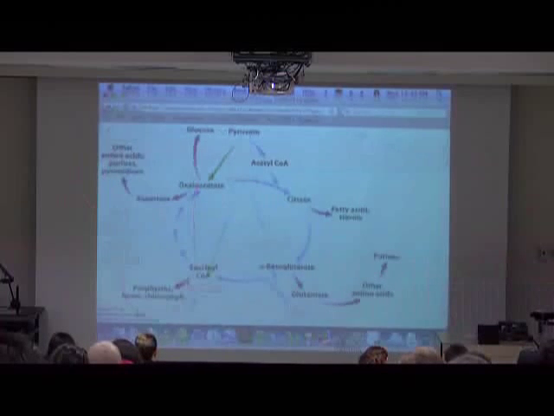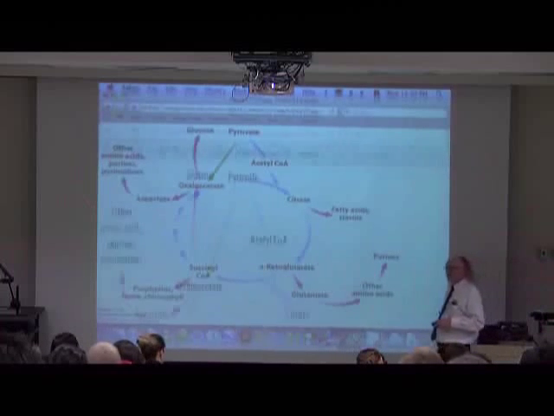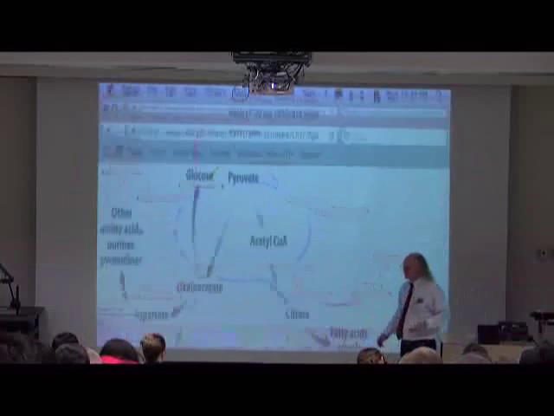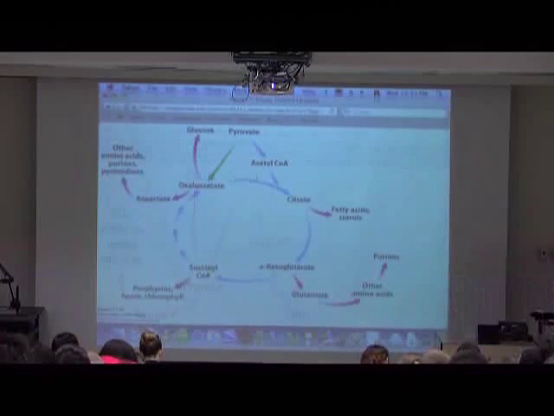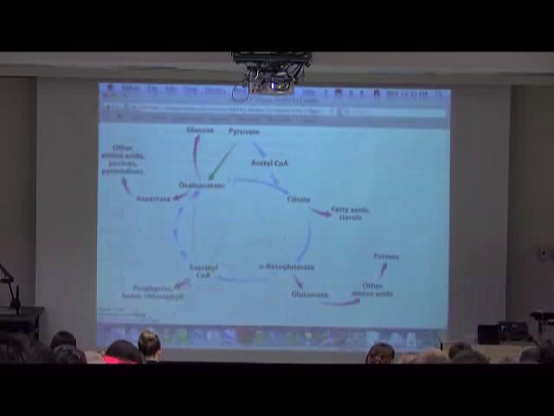If the cell is low on energy, it'll be reflected in the citric acid cycle. If the cell is low on energy, it's not going to be making nucleotides. And that's important because you don't want to be dividing if you don't have the energy to do it. So the citric acid cycle helps provide a good barometer of the cell's energy state and helps the cell to respond to its environment depending upon its own state of energy. And I'll say a little bit more about that in just a bit.